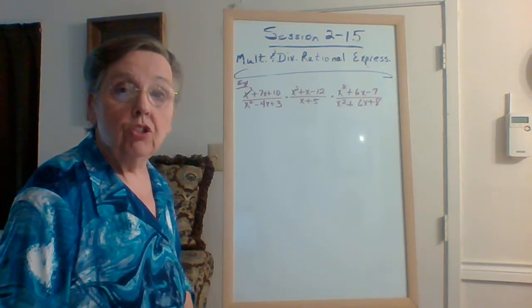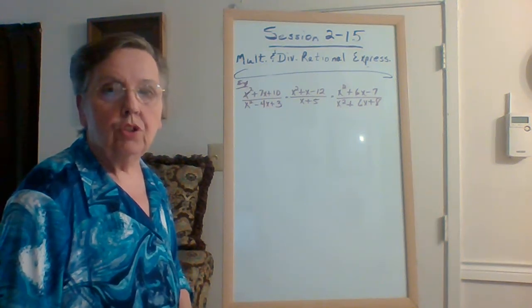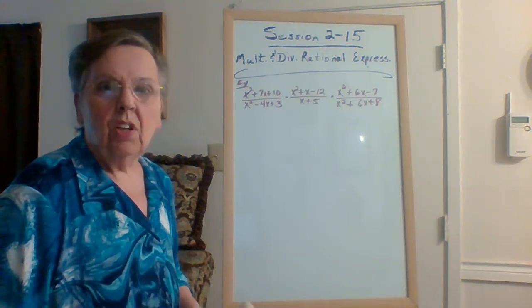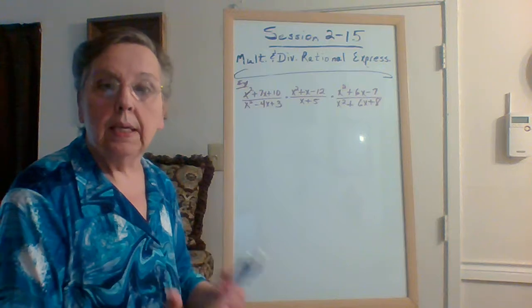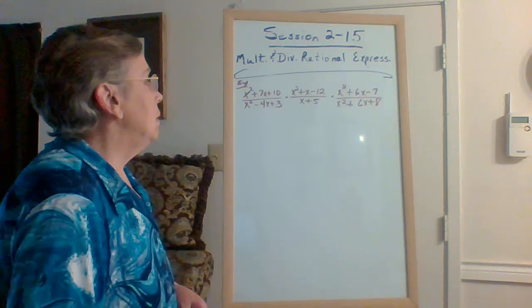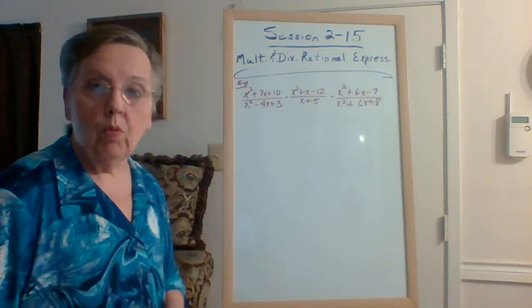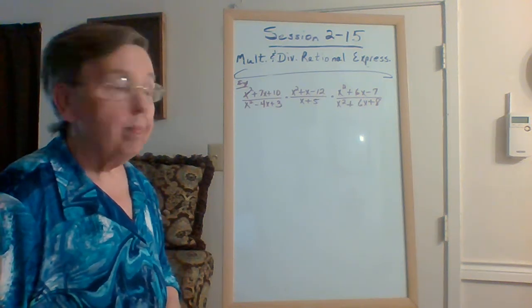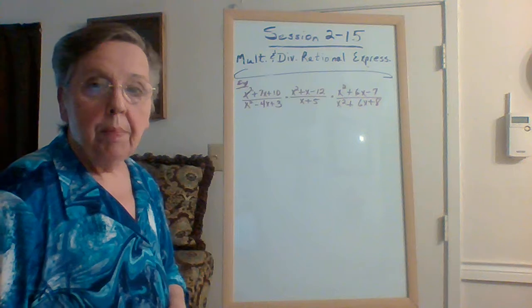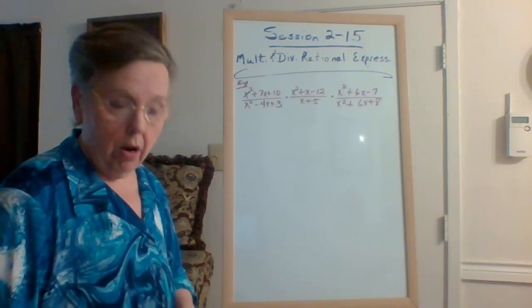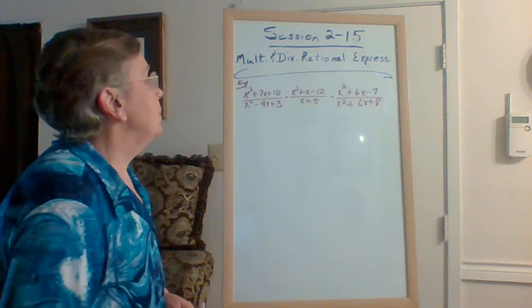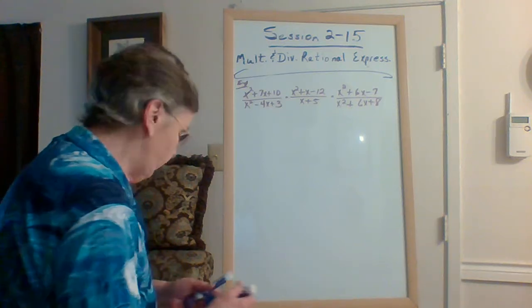Welcome to session 215. We're going to be doing the same thing, just a little more in depth. We start off with multiplication of rational expressions, strictly multiplication, but this time the difference is that there are three terms, not just two, but three. So here we go.